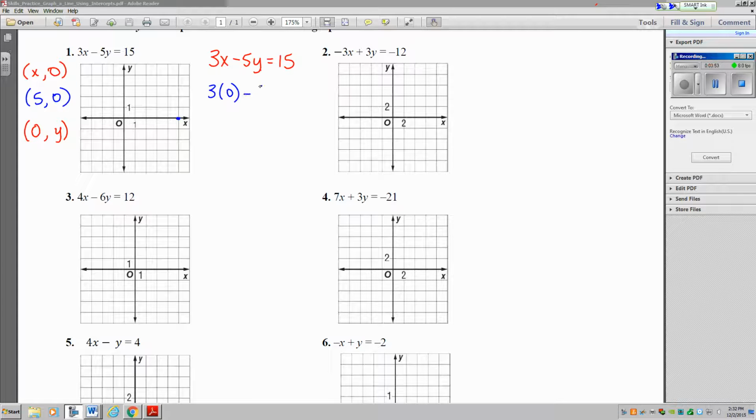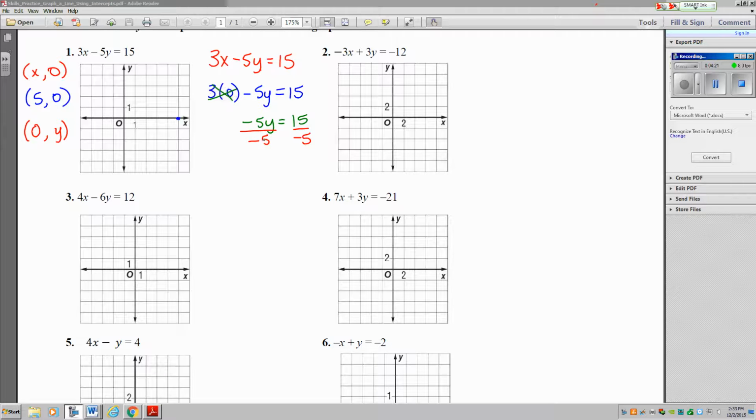So 3 times 0 is 0. So that means that this time this disappears. This becomes a 0, and 0 minus 5y is just a minus 5y. So negative 5y equals 15. I'm going to divide both sides by negative 5 to get that y by itself. Notice the y doesn't go anywhere. All I look at is the number in front.